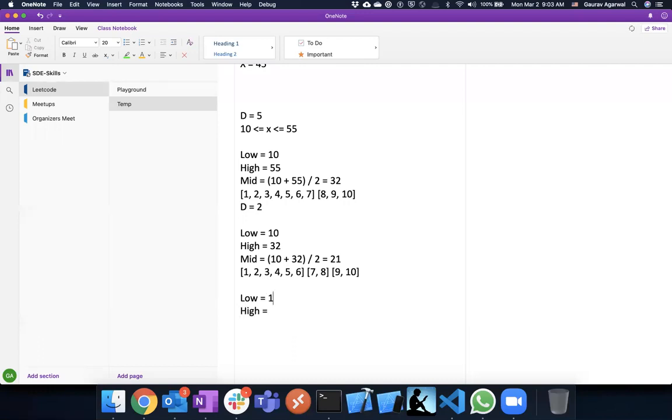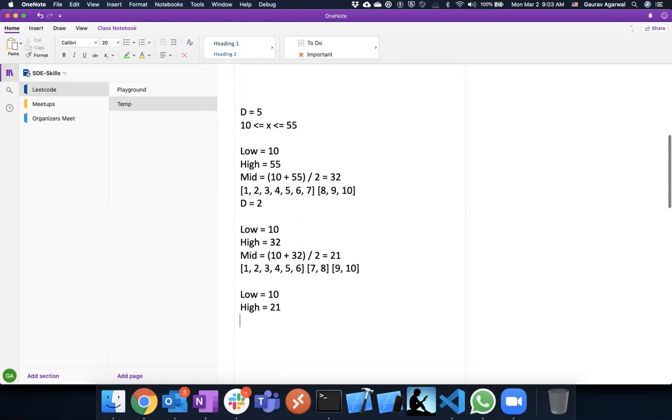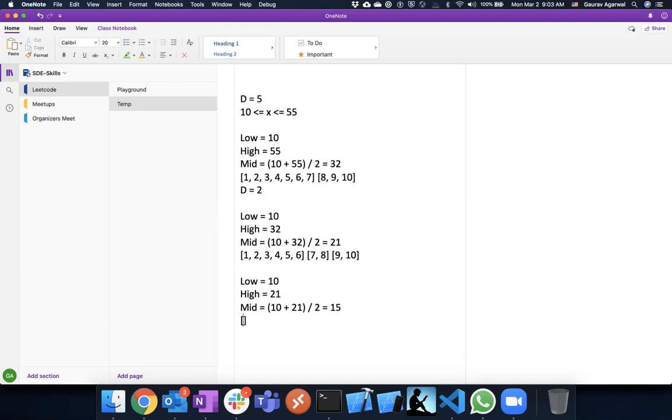Now again, we have to move. We also need to decrease our high, correct? So high is 20. Now what's the mid? It's 15, let's say. Yeah, 15. Okay, now let's try to fit in the packages again.